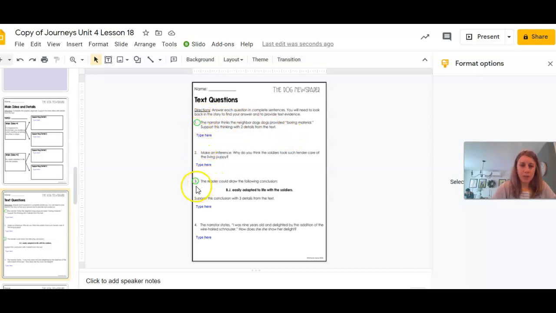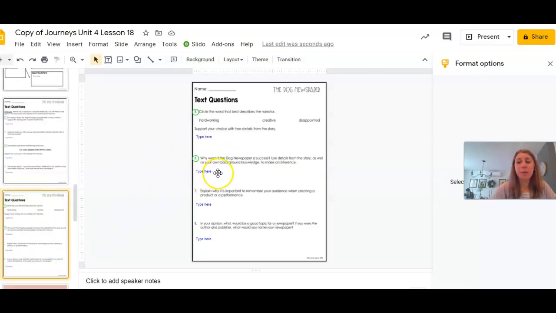So if you see a green circle, you need to write using the RACE strategy. For ones that do not have a green circle, you need to use complete sentences for your answers. So on slides 8 and 9, I should see complete sentences for all 8 problems. All right? If you have any questions, please let me know.